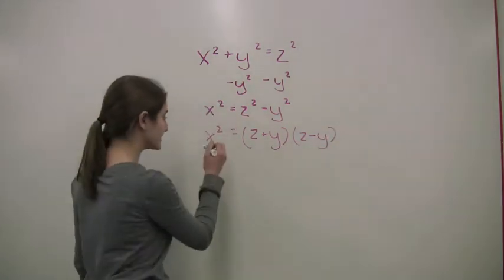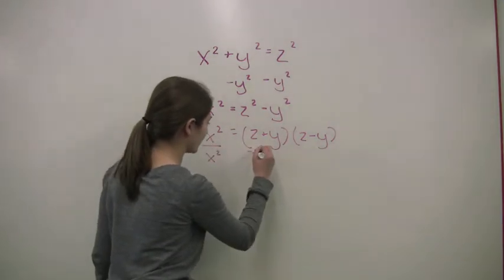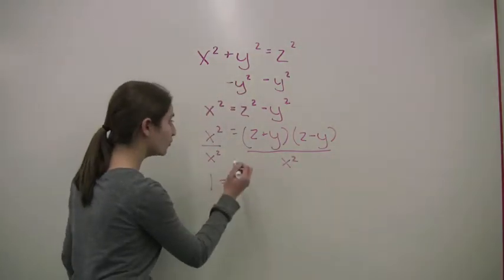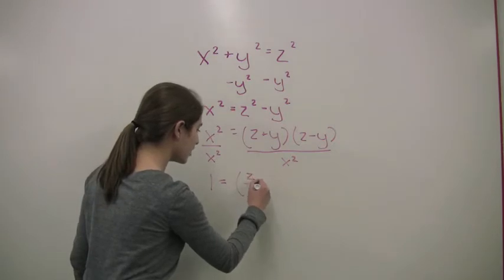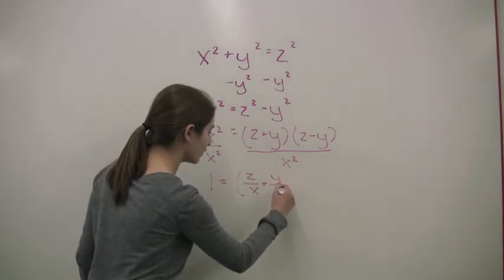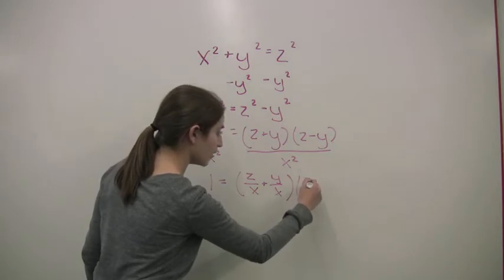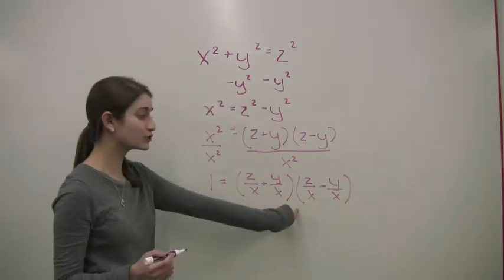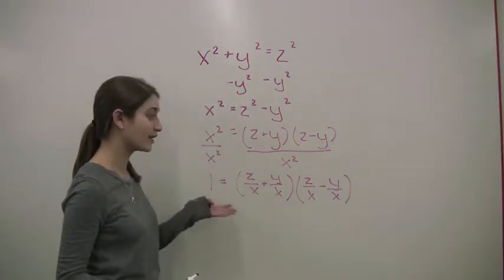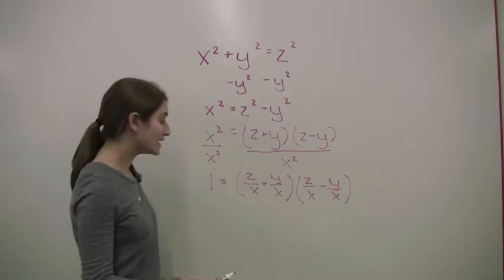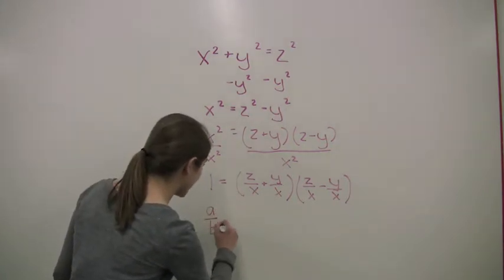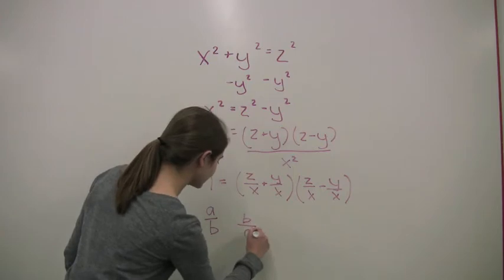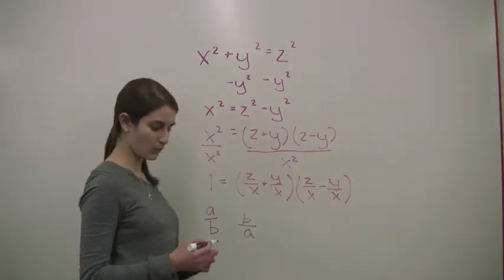The next step is to divide both sides of the equation by x squared. The left side then simplifies to 1, with the right side simplifying to z over x plus y over x times z over x minus y over x. Because these two terms multiply together to equal 1, they are reciprocals. Thus, let a over b represent z over x plus y over x, and b over a represent z over x minus y over x.